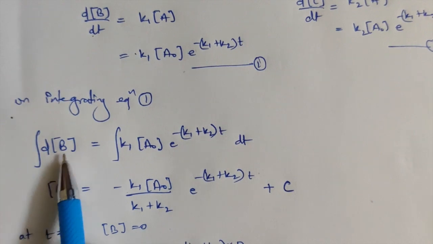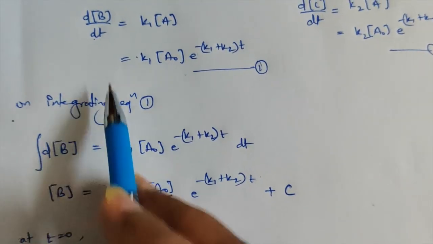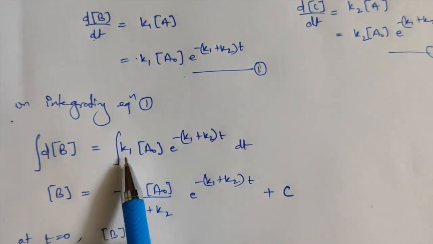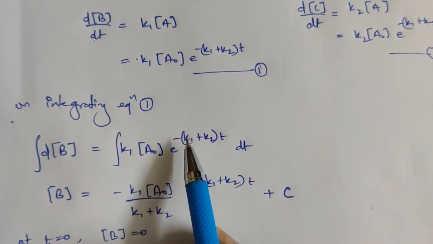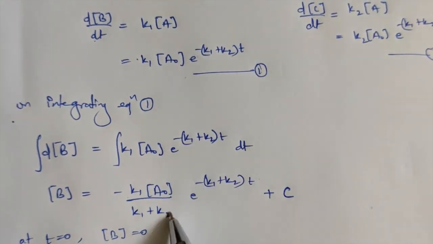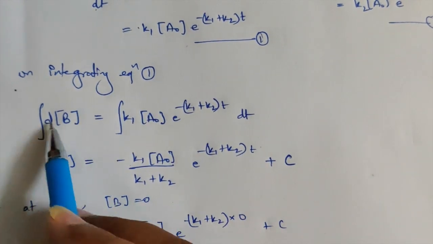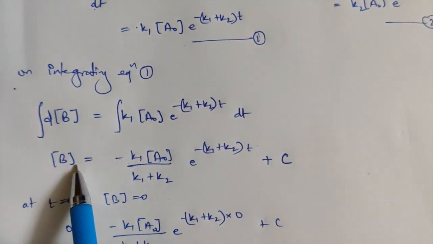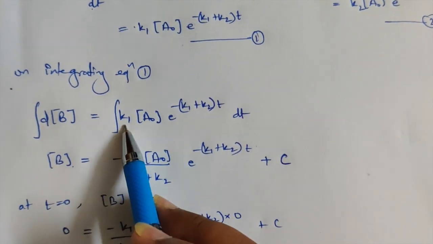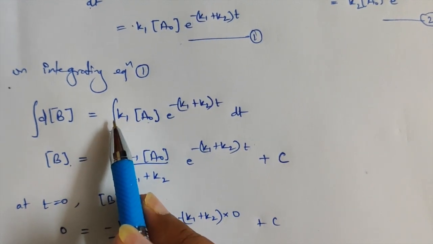I'll take dt to the other side, so it will be integration of dB on this side, and integration of k1 A naught e to the power minus (k1 plus k2) times t dt on the other. Integration of dB will be B, the concentration of B. And over here this is a constant value, so it will come out of the integral.